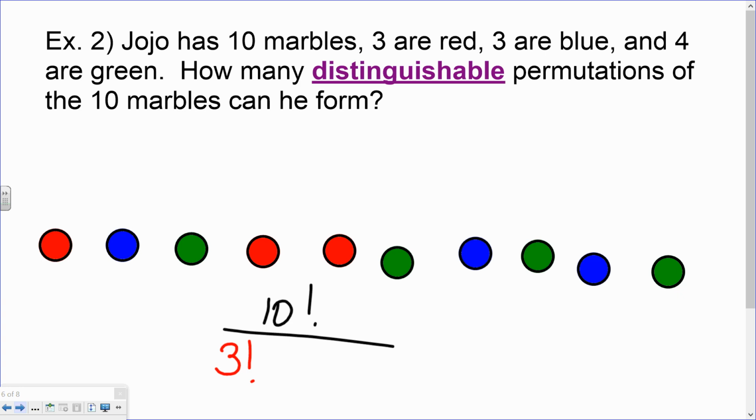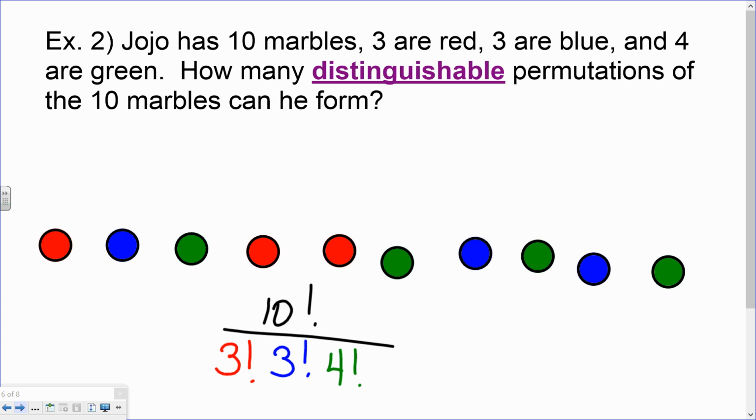Blue is going to be the same, right? Because I've got 3 of those. So I also need to divide by the 6 ways that I could arrange the blue ones, 3 factorial. What about green? What do I need to divide by there? I need to divide by 4 factorial because I have 4 times 3 times 2 times 1 ways I could move the green ones around in those 4 spots that would all look the same.